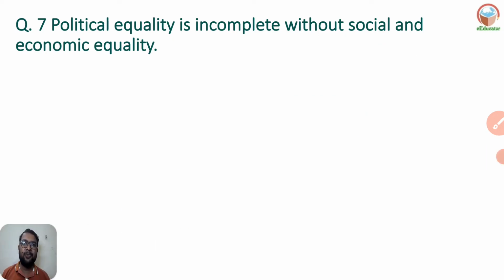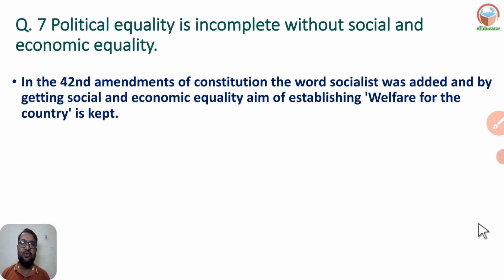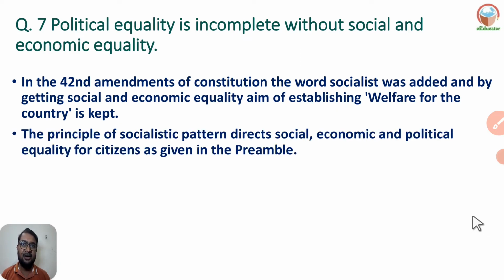Number 7. Political equality is incomplete without social and economic equality. In the 42nd Amendment of the Constitution, the word socialist was added, and by aiming at social and economic equality, the welfare of the country was established in the 42nd Amendment. The principle of socialistic pattern directs social, economic and political equality for citizens as given in the preamble.